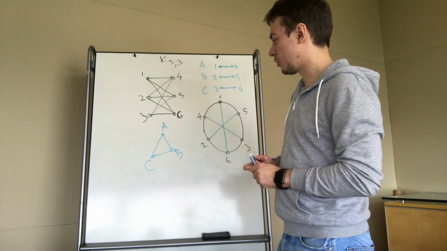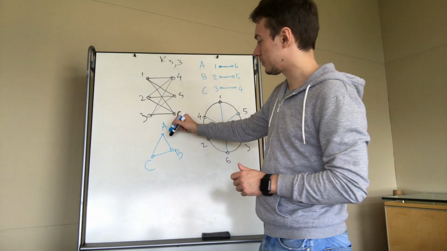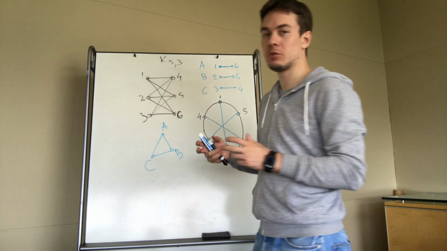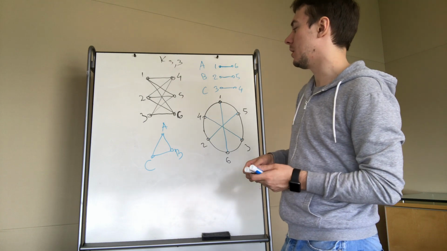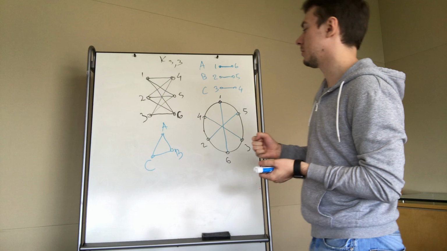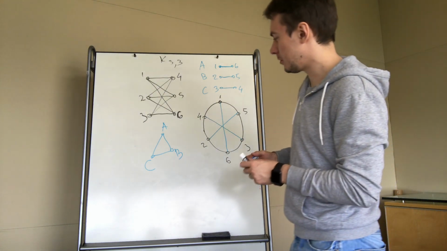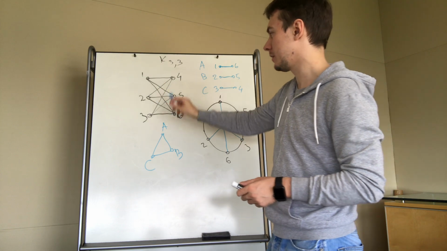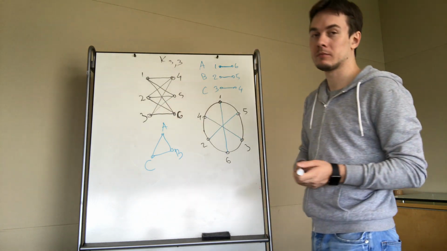And now we want to check if this graph is a bipartite graph. As you can see, it's not, because we cannot split the set, which is A, B, C, into two subsets, so that these subsets have no common edges at all. So it means that this is not a bipartite graph, and it means that this graph is not a planar one.